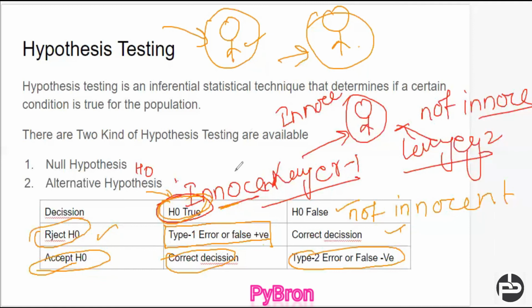So I hope you understood hypothesis testing. In the next video, we will implement this hypothesis testing with the help of different kinds of methods like Z testing, t-testing, chi-square testing, ANOVA testing. These are the different kinds of hypothesis testing methodologies. With the help of these testing methodologies, we will implement our hypothesis test.